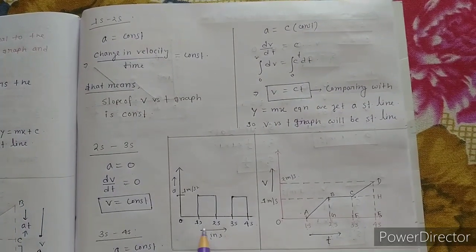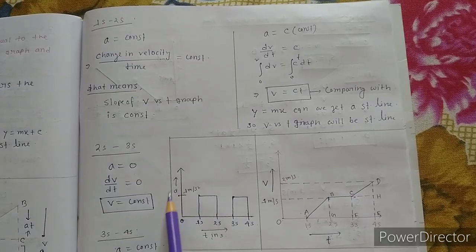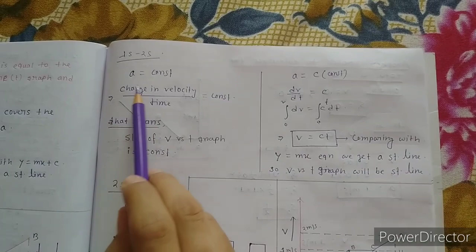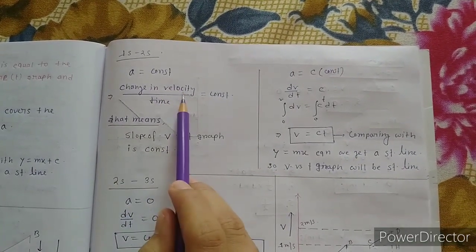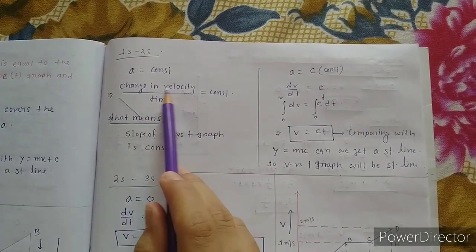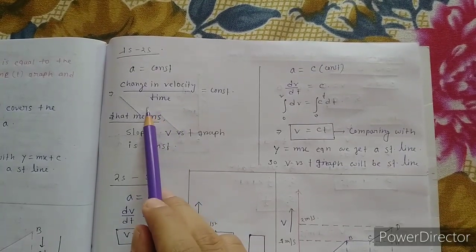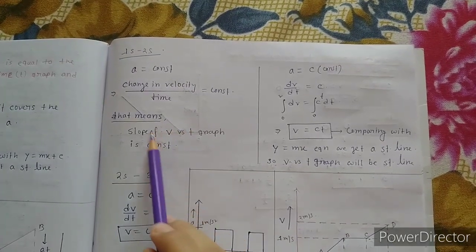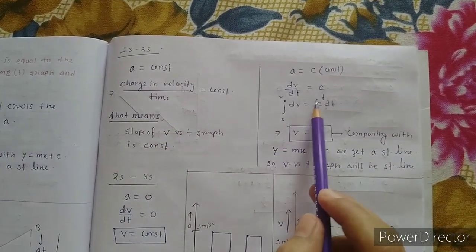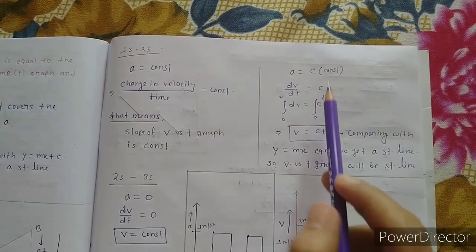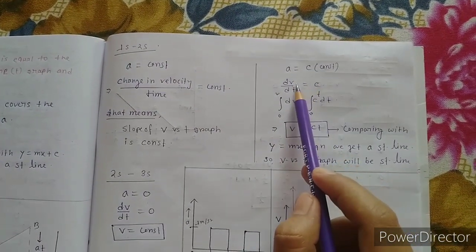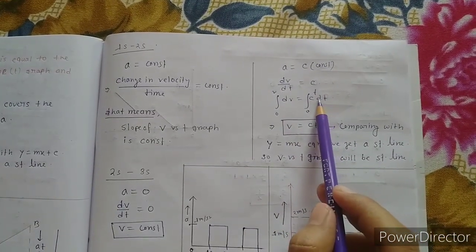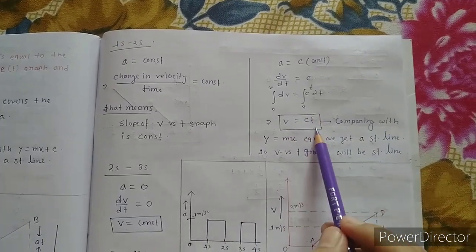Now in between 1 second and 2 second, the acceleration of the particle is constant, that is 1 meter per second square. So a equals constant. So change in velocity by time equals constant. It implies that if we draw the v versus t graph, the slope of the curve will be constant and remain the same everywhere. It can also be easily proved by differentiation. a equals constant, so dv/dt equals constant. So dv equals c dt. Here we get v equals ct.